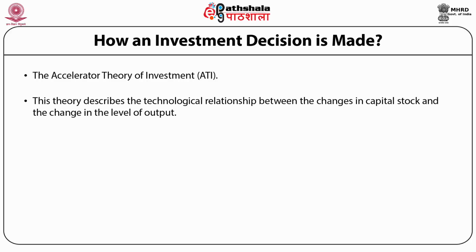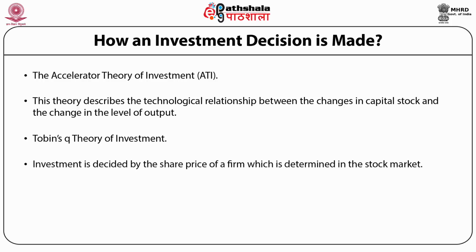Tobin's Q theory of investment was developed by James Tobin, who acknowledged the reality that a large portion of investment in a firm is raised from the capital market along with the money market. This reality is incorporated in this theory, and that is why it is separate from the other theories. Here, investment is decided by the share price of a firm, which is determined in the stock market.